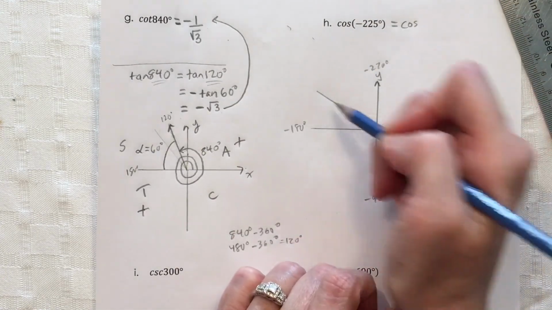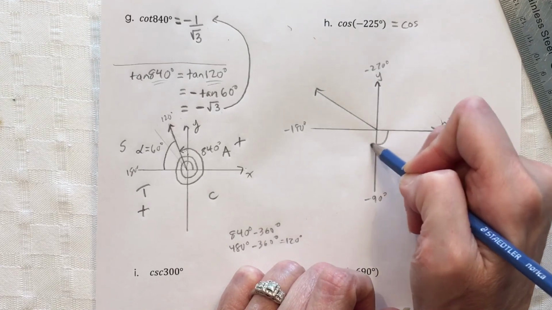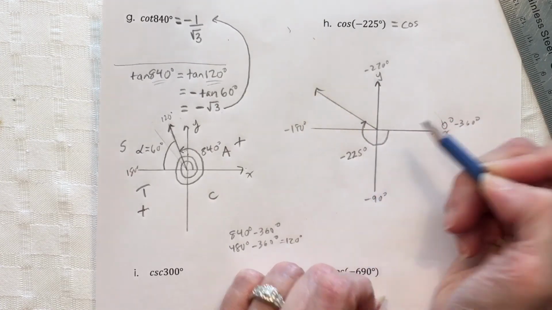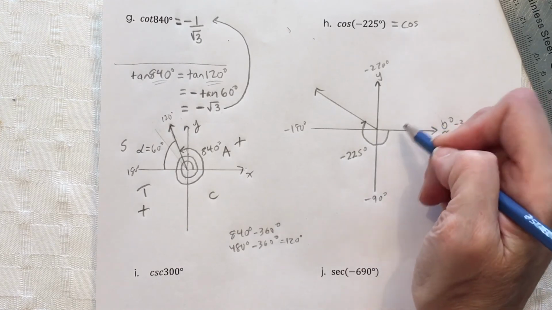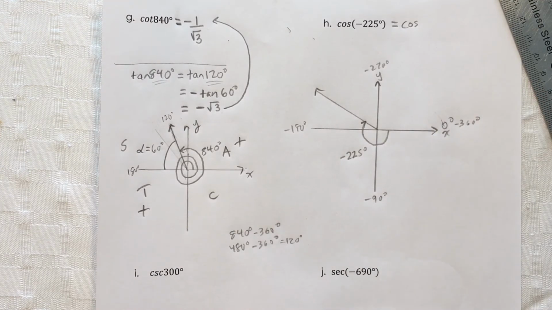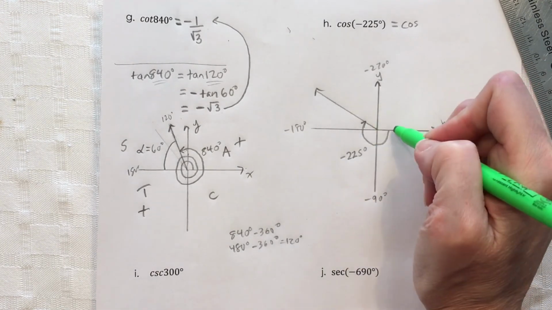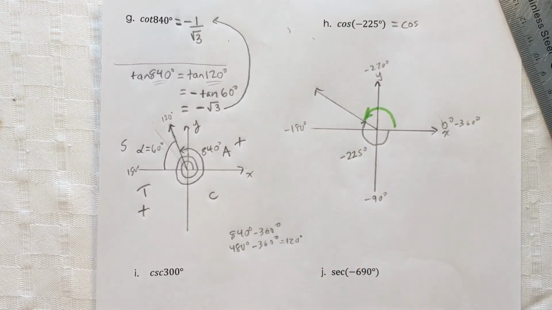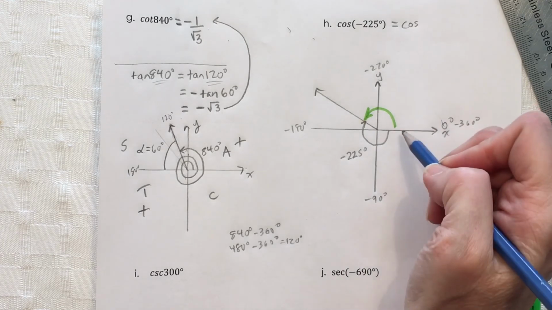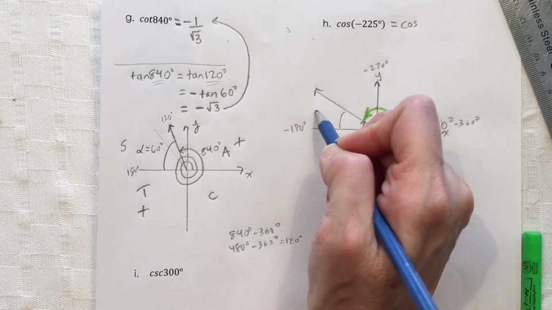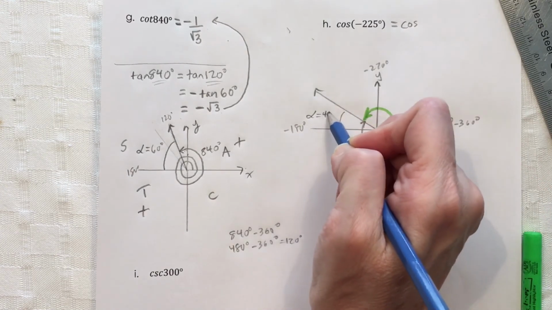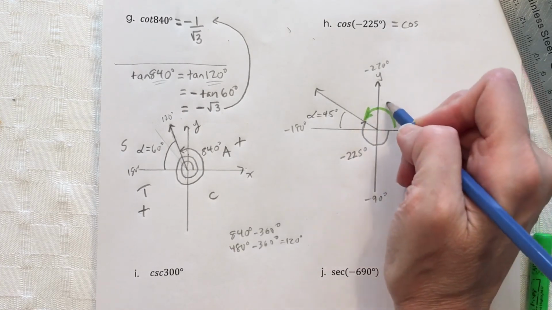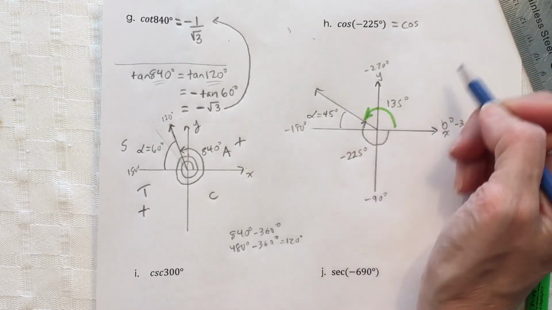Hopefully that looks in the middle-ish. So here is negative 225 degrees. Negative 225 degrees has the same terminal arm as this angle here, where alpha is 45 degrees. 90 plus 45 is 135 degrees.